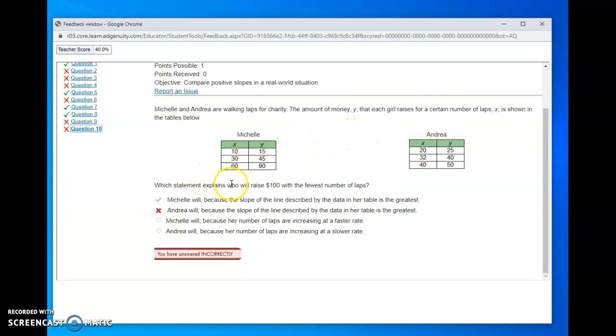Which statement explains who will raise $100 with the fewest laps? Okay, so we figured out that Michelle was... no, I forgot the numbers. Should have written this down. So it was 30 over 20, so that was $1.50. And then Andrea ended up being 15 over 12, which is $1.25. So Michelle's going to get there faster because she gets $1.50 for each lap that she walks, versus Andrea only gets $1.25.